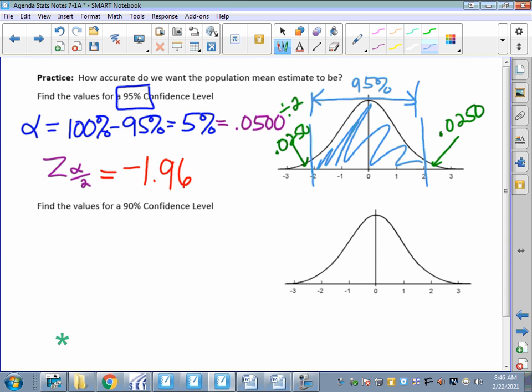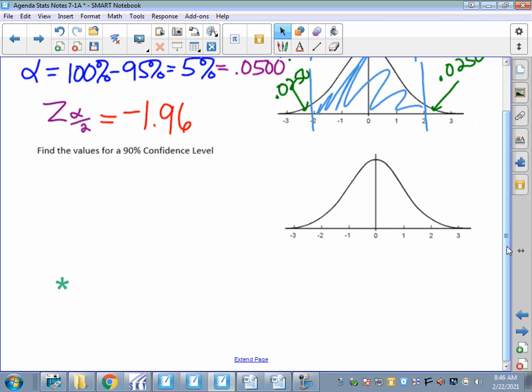There is the value that I'm going to actually put into the formula when I calculate my confidence interval, or my margin of error part, for both sides of that inequality. So that one was really nice and neat. It came out perfectly. We all like it when the z-value comes out perfectly. Let's find the values for a 90% confidence level.